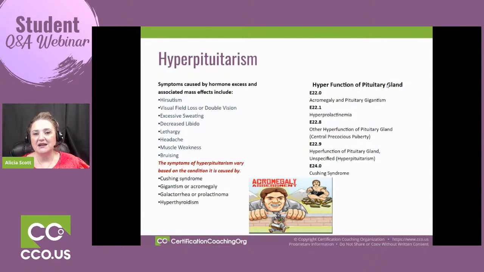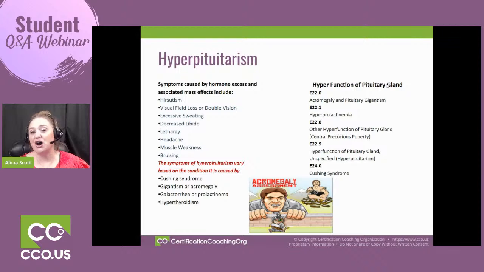hyperpituitarism, but what signs and symptoms that you get really are associated with what type of hyperpituitarism or condition the patient has. So you could have Cushing syndrome. Now this one is actually, I see that documented quite a lot. You could just have hyperpituitarism, nothing else. You could have gigantism or acromegaly, which is the example, the little graphic that I pulled out.